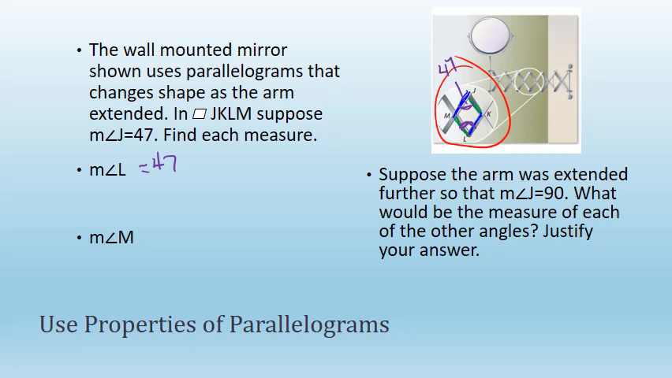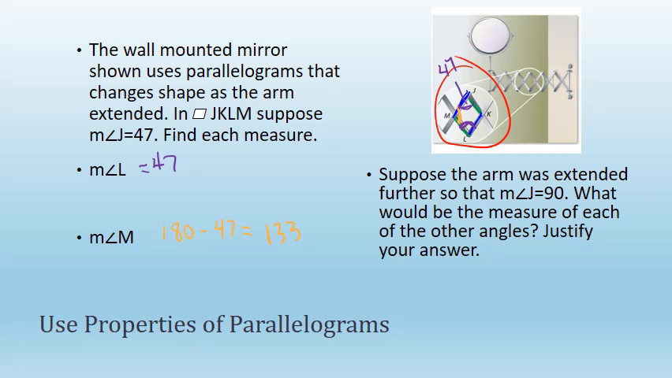Now, what about angle M? Angle M is right here. It's not opposite, it is a consecutive interior angle with angle J, which means that the two of them are supplementary. So if I want to find the measure of M, I'm going to take 180 and subtract from it the measure of J, 47, and that is going to come to 133. So consecutive angles are supplementary, opposite angles are congruent.